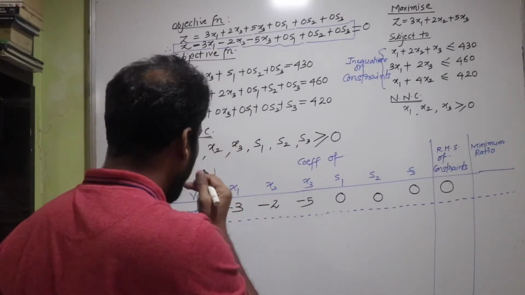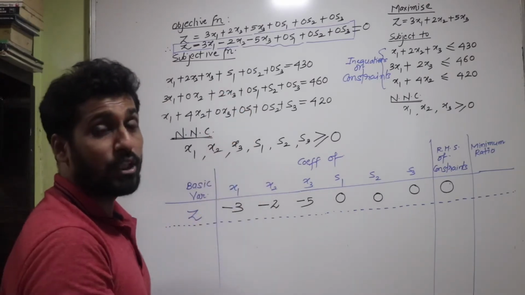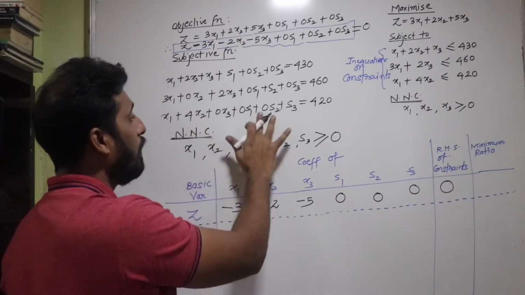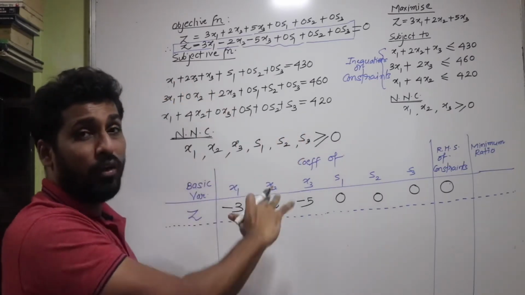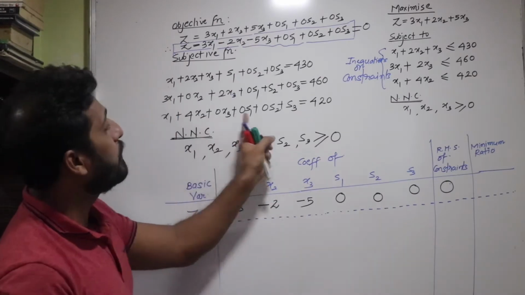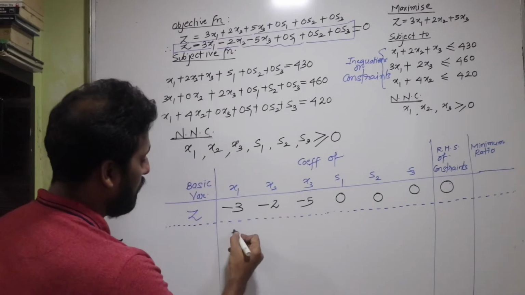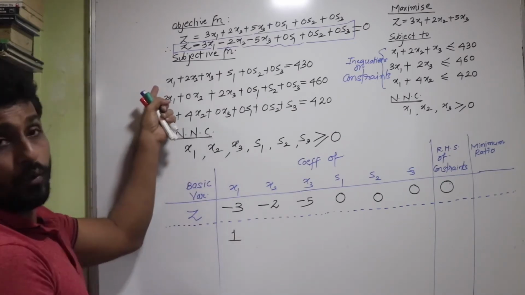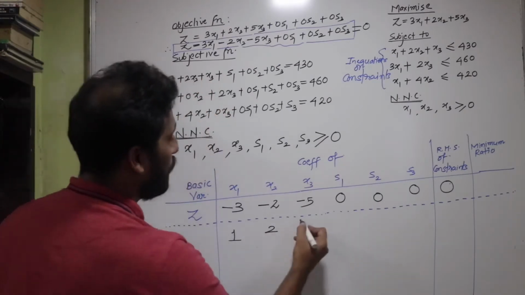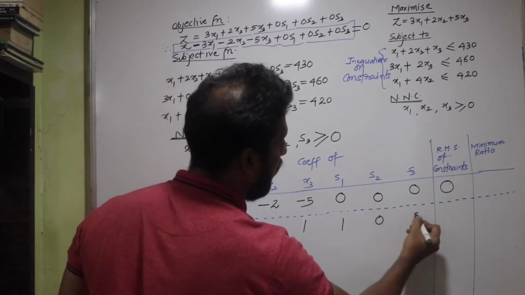Now let's move ahead. I'm going to write the variables of all the subjective functions. Whatever variables you have for all the subjective functions, you take the coefficients of all of them and fill up the table here. So let's write all the coefficients from the subjective function. So what do we have? X1 has what coefficient? It is 1. See, X1 has coefficient 1. Then X2 has coefficient 2. X3 has coefficient 1. S1 has coefficient 1, then 0 and 0.